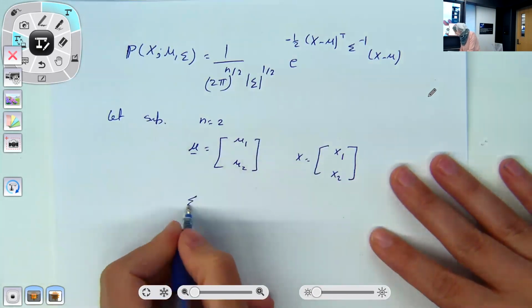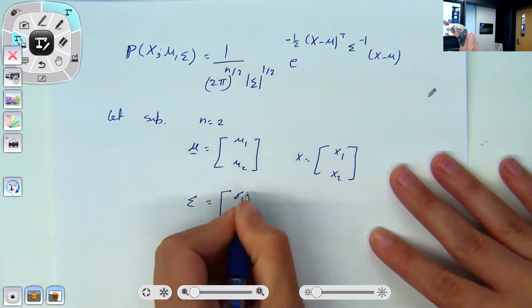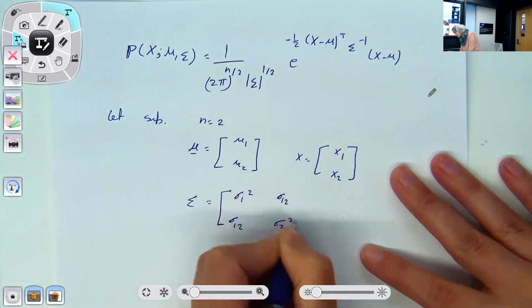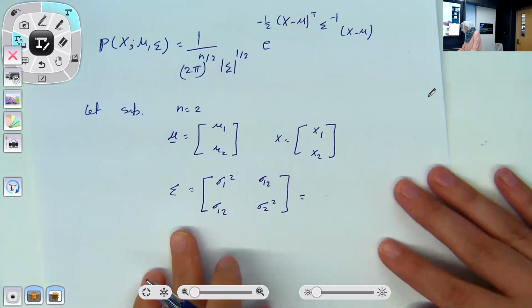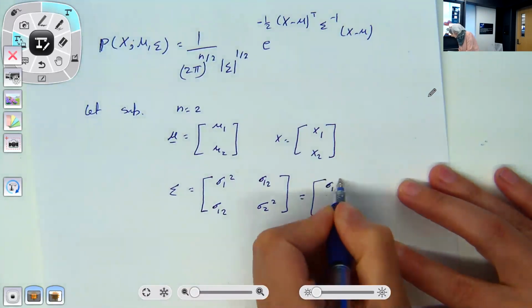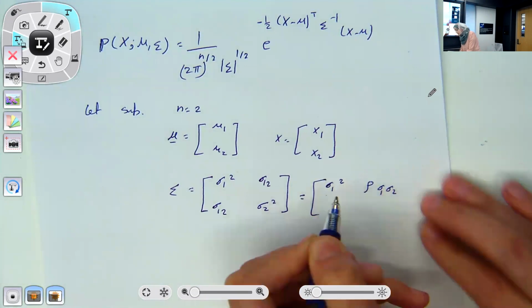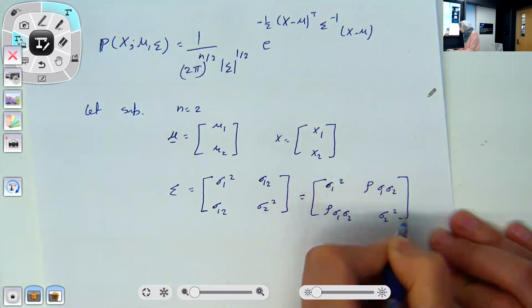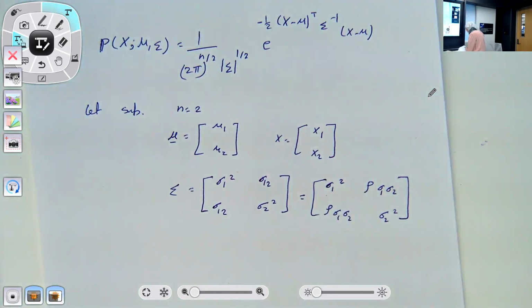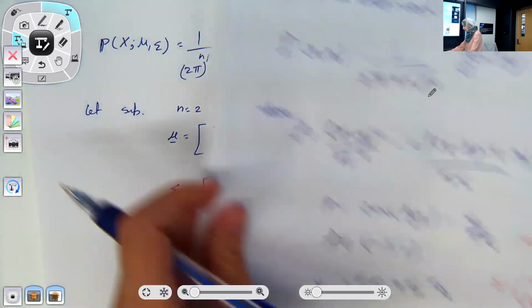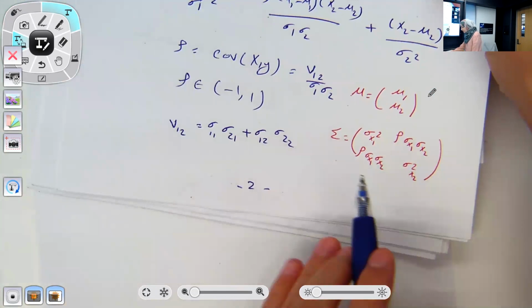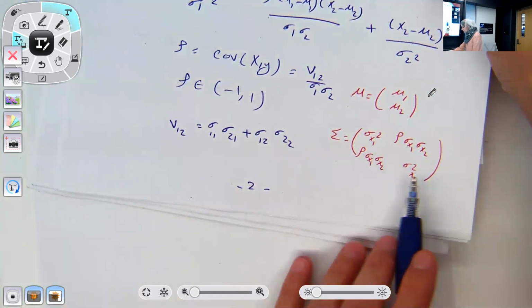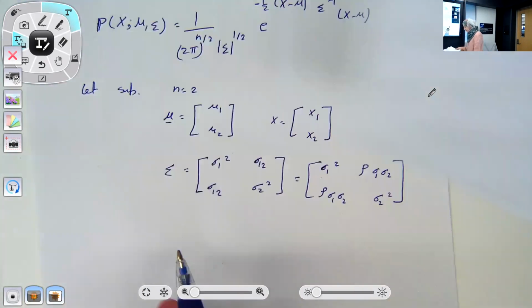And sigma, which is the covariance matrix, equals sigma 1 squared, sigma 1 2, here we also have sigma 1 2, and here we have sigma 2 squared. This matrix equals sigma 1 square, rho sigma 1 sigma 2, here we also have rho sigma 1 sigma 2, and here we have sigma 2 square. If you remember, here we defined the value of sigma, the same thing.